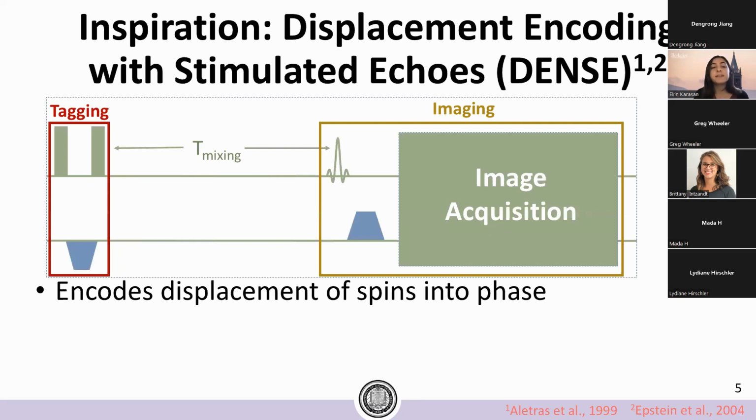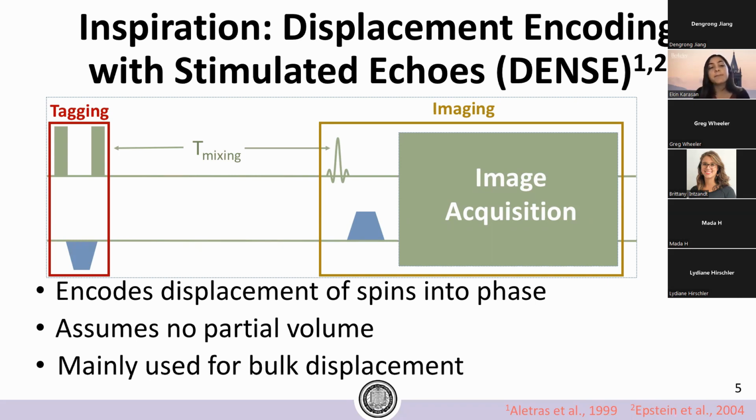Our method is based on another technique which performs displacement imaging, called DENSE. DENSE uses a spatial tagging module, and after a particular time, an image is acquired, and the phase of this image is proportional to the displacement that has occurred during the mixing time. This technique is only able to capture a single displacement value per voxel, so it assumes no partial volume effects, similar to phase contrast. For this reason, it's mainly used to study bulk displacement, for example, to measure cardiac strain maps.